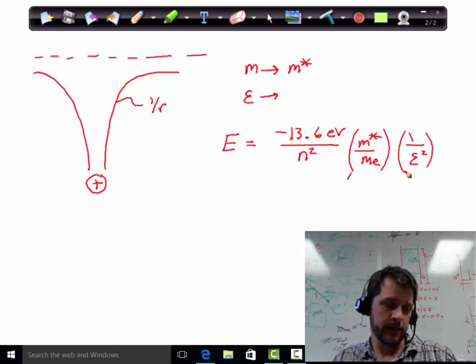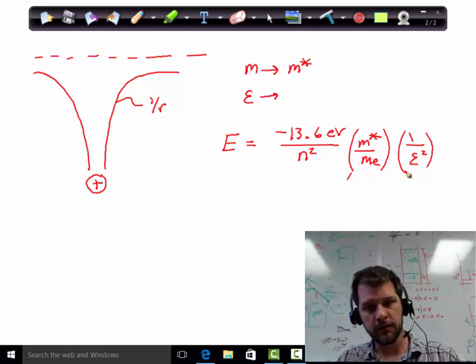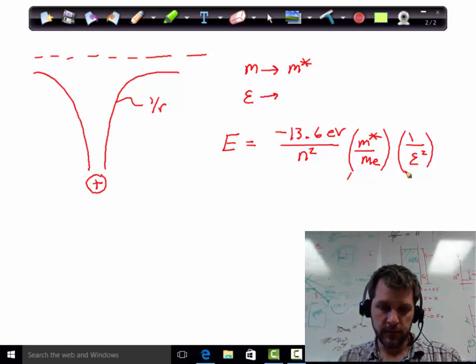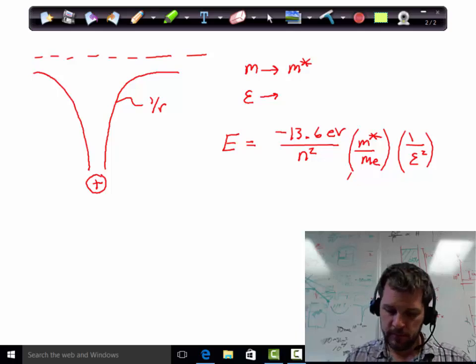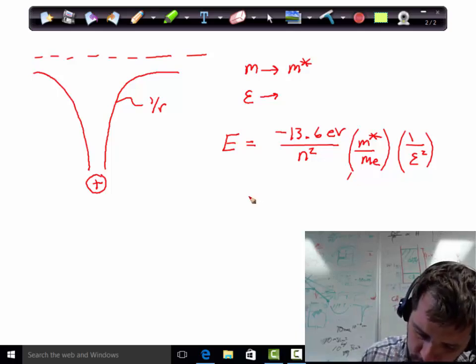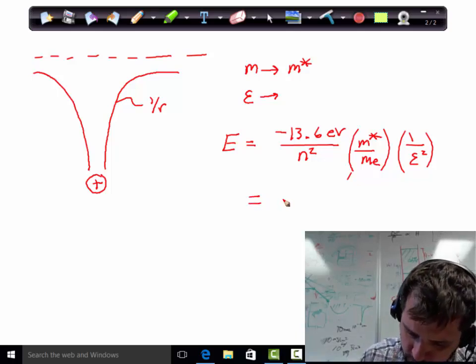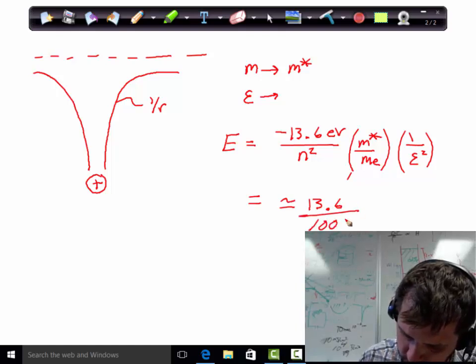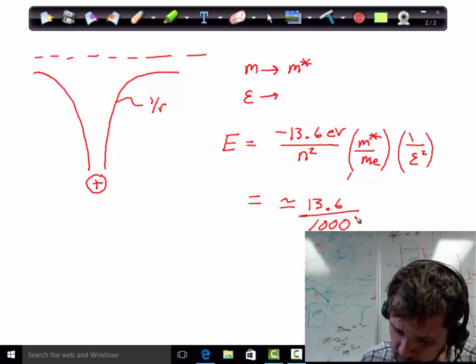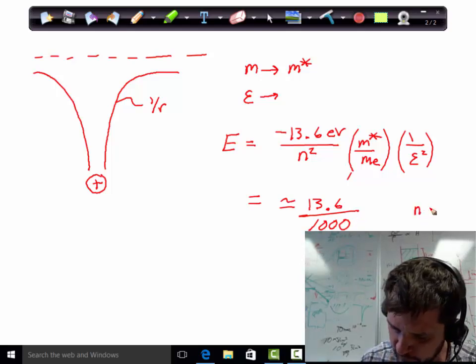And then the dielectric constant for semiconductors can range between, let's say, 7 and about 13 or 14 for most semiconductors. So basically there's another factor of 10 in the dielectric constant, and because it's squared, that means that we get the ionization energies basically on the order of 13.6 eV divided by 1,000, and this is for the n equals 1 state.